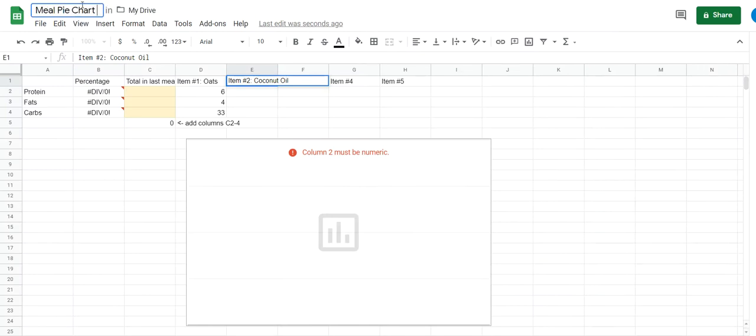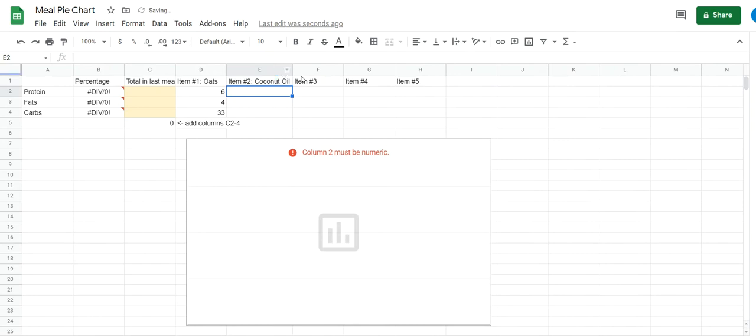If you make a pie and do that as your meal pie chart, you get bonus points. That's mostly a joke, but that would be kind of funny.